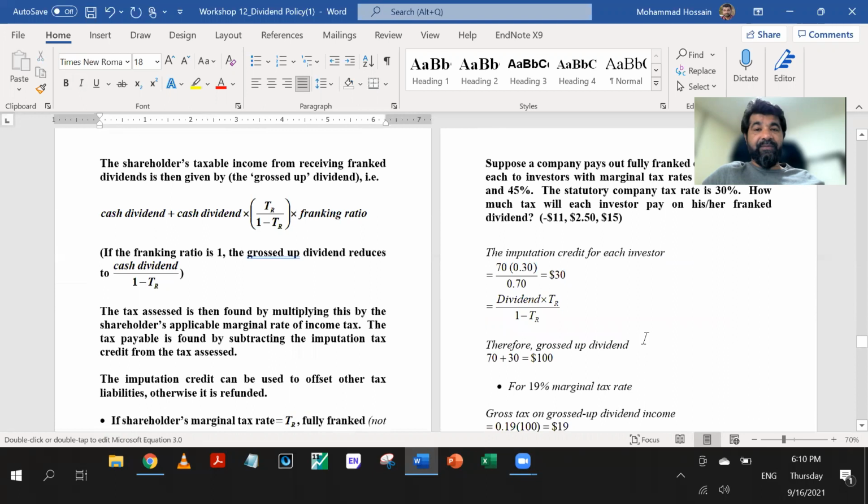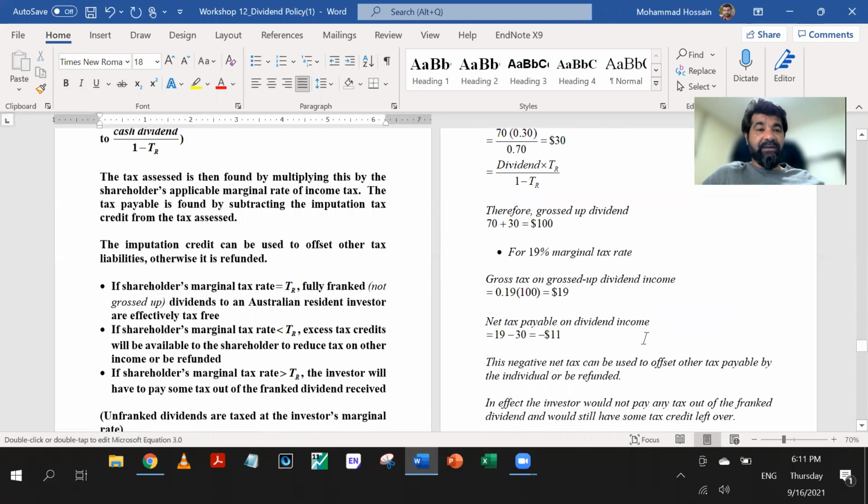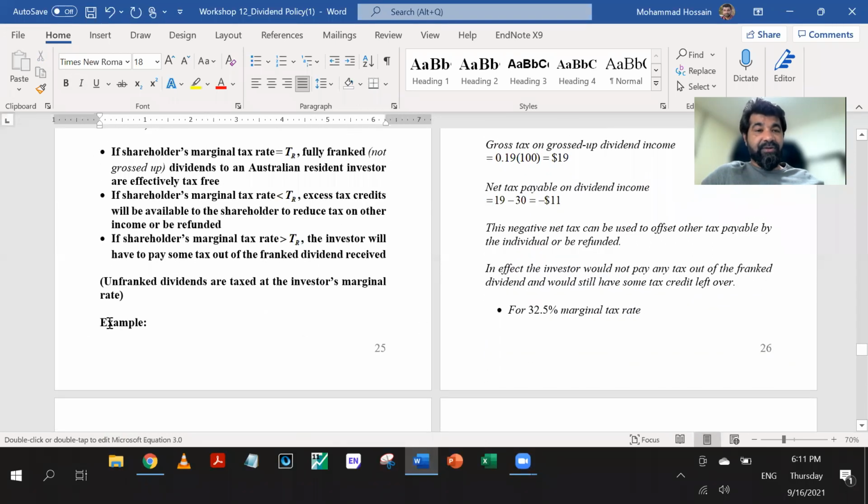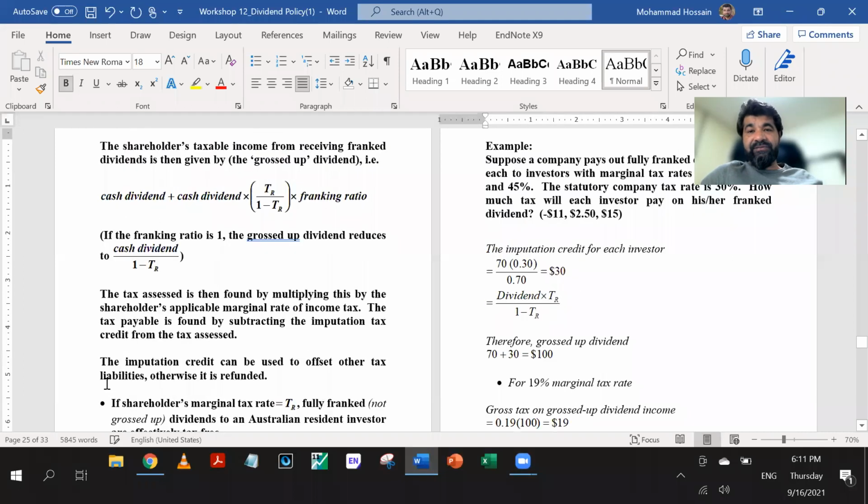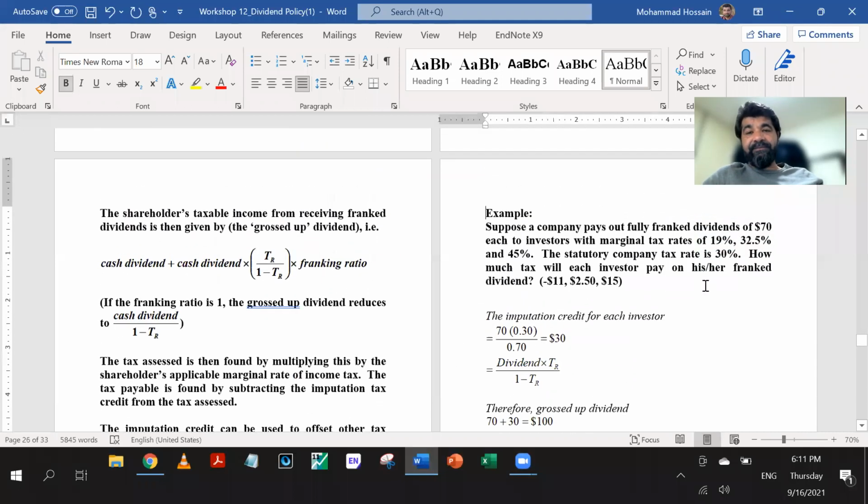I think if we do one problem solving, it will be much more clear. I think it's very important to learn this one. I'm expecting some questions from here in your final exam. This one is very interesting. Look at what they do. Suppose a company pays out a fully franked dividend, meaning 100% tax paid. Fully franked dividend of $70 each to investors with marginal tax rates of 0%, 32.5% and 45%.